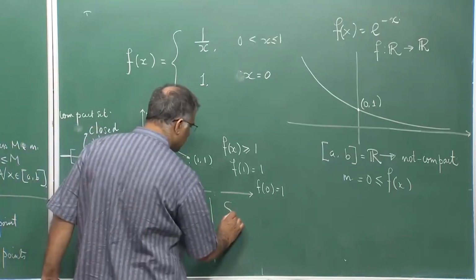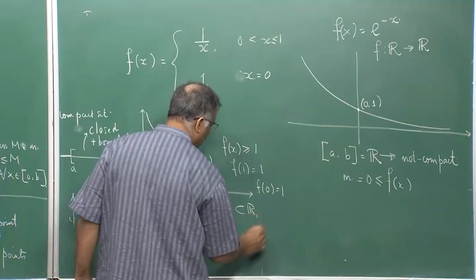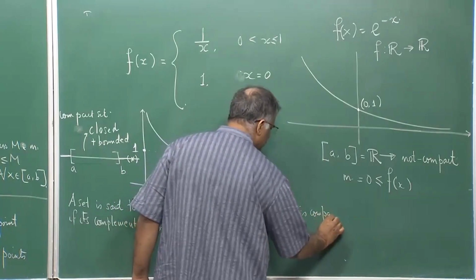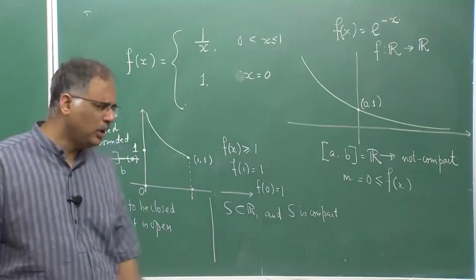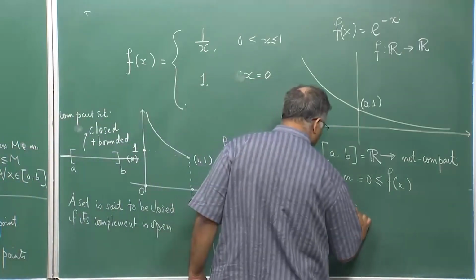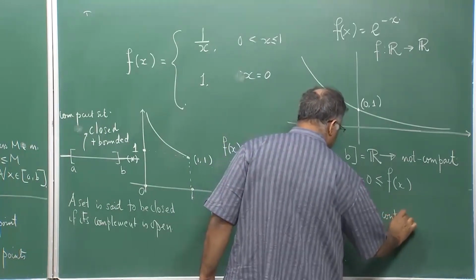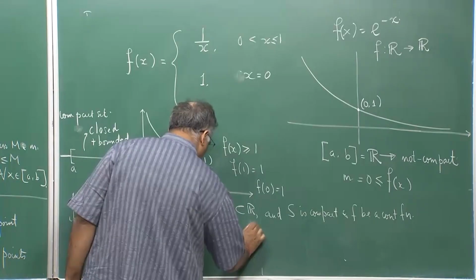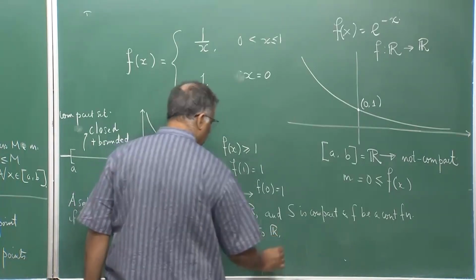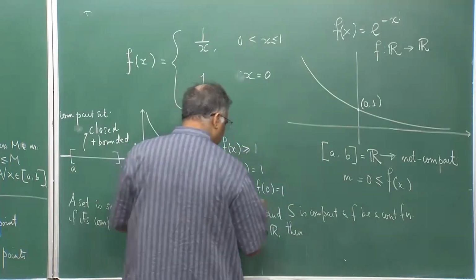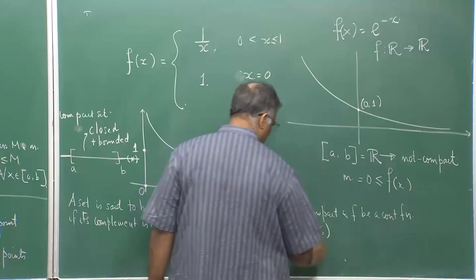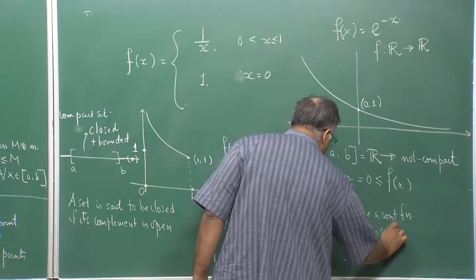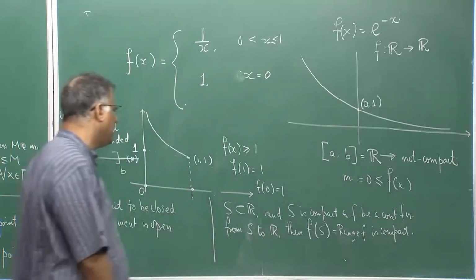So, take S subset of R and S is compact, and let f be a continuous function from S to R, then f of S, the image of S under f, which is also called the range of f, is compact. So, continuous mapping of a compact set is compact, and that is the whole idea.